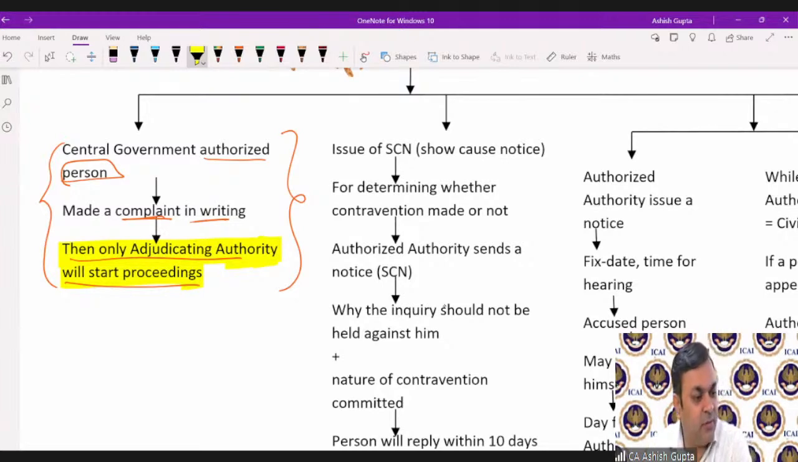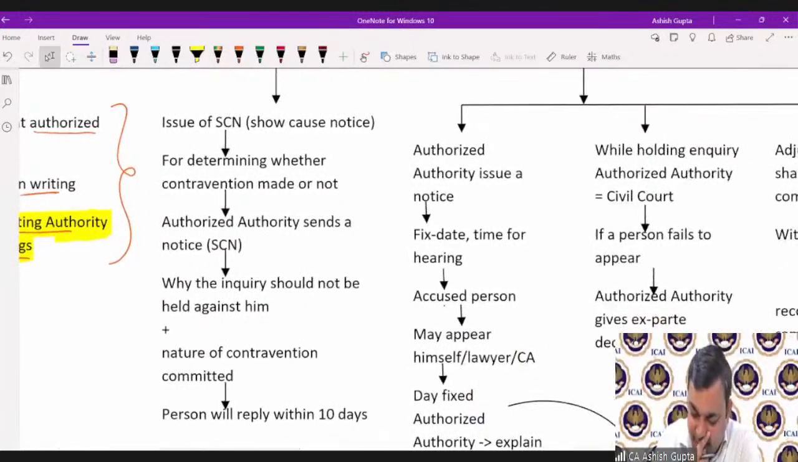I think so. That is on its own basis, right? Yes, Priya, correct. So it's on its own basis, apni ichha se. Okay. Issue of SCN. SCN means show cause notice.